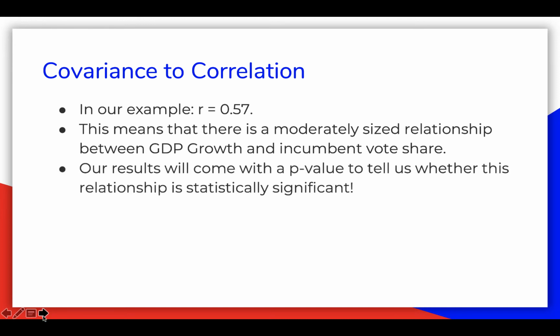So usually when we run this in R, our results will come with a p-value to tell us whether this relationship is statistically significant or not. Chances are it is, and if our p-value falls below that 0.05 threshold, we can conclude that there is a statistically significant relationship between the economy and incumbent vote share.